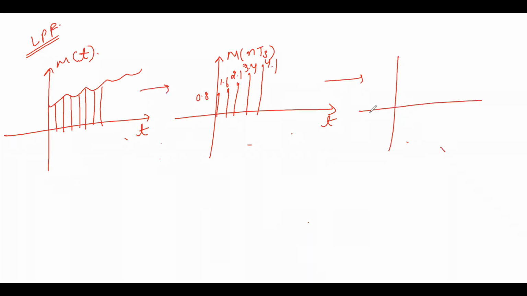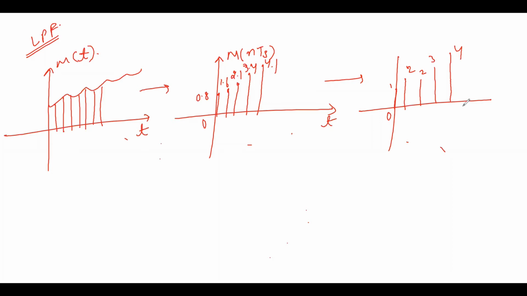What is the function of quantization? It will round off each of the sampled values to the nearest available quantization value. Suppose 0.8 is rounded off to 1, 1.6 is rounded off to 2, 2.1 is again rounded off to 2, 3.4 is rounded off to 3, and 4.1 is rounded off to 4. Suppose this is the output of the quantizer.